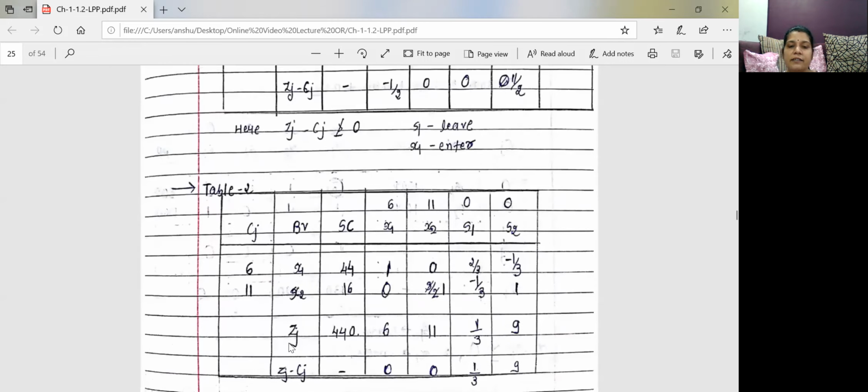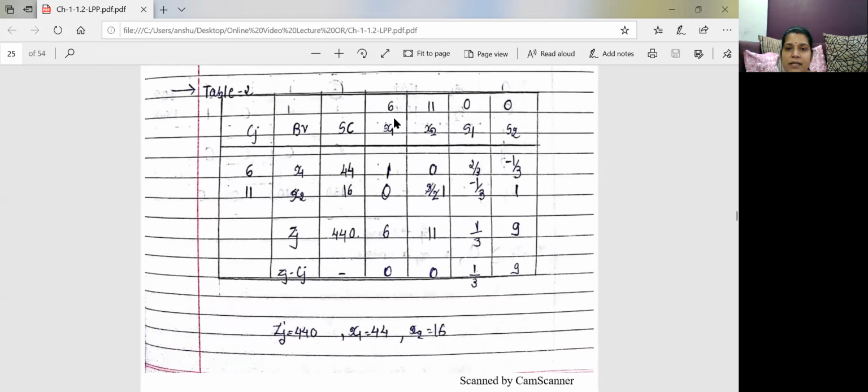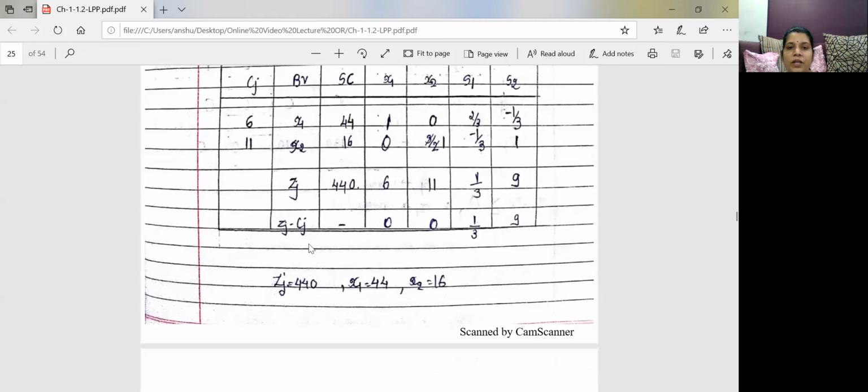Again we find ZJ minus CJ. So all these values are ZJ and these values are CJ. First we write the dash. 6 minus 6 is 0. 11 minus 11, 0. 1 by 3 minus 0, 1 by 3, and 9 minus 0, 9. So all these values are positive. That means ZJ minus CJ is greater than or equal to 0. So our final answer, the maximized Z, is equal to 440.